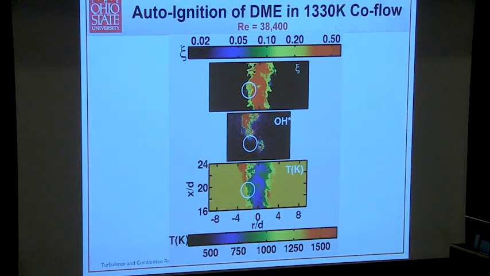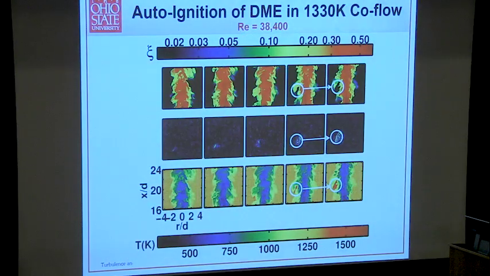And our goal is, what was that mixing field? What was the temperature field? What was the rate of mixing before ignition? So this is just an example of a sequence. Again, it shows that the ignition is occurring in this kind of cusp, okay?